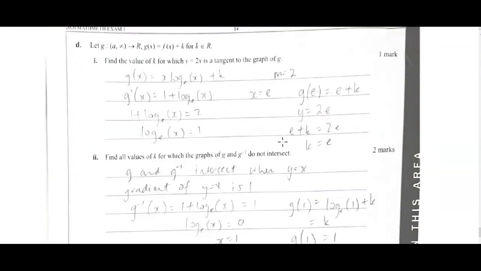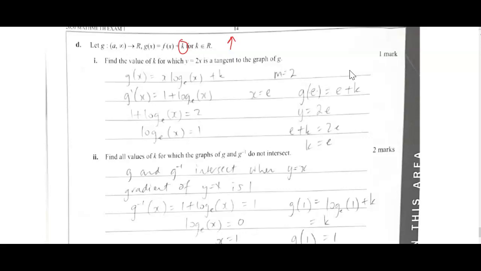All right, moving on to question D. So what have we got? G of x equals f of x plus k. So the k in this case is a vertical shift. I remember this question being quite difficult, so I'm going to just concentrate. Find the value of k for which y equals 2x is a tangent to the graph of g. Okay, so I've written g of x, found the derivative.